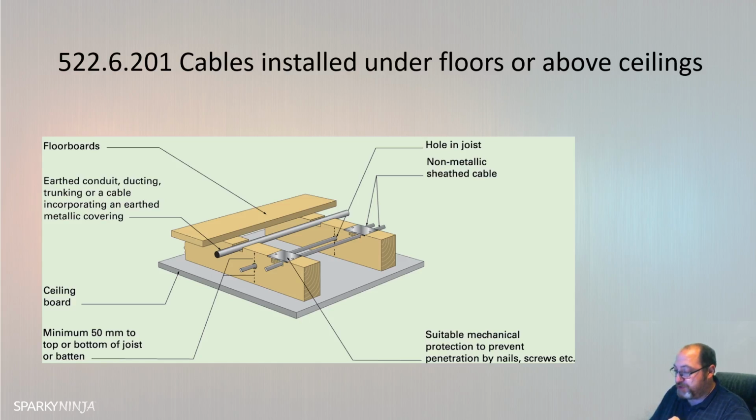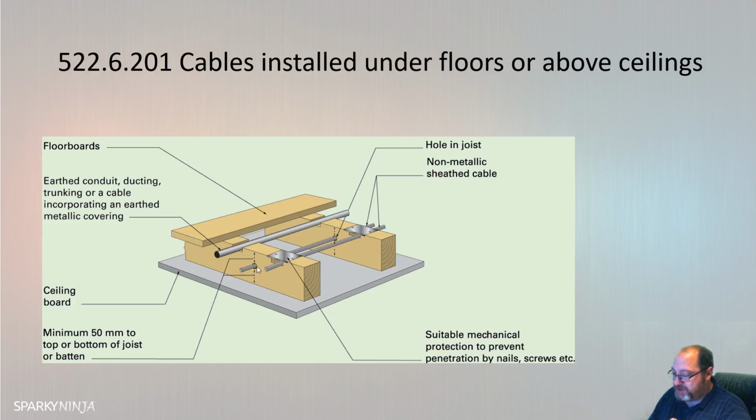A cable passing through a joist within a floor or ceiling construction, or through a ceiling support under the floorboards, will be installed at least 50mm measured vertically from the top or the bottom, as appropriate, of the joist or the batten. So you're going to go through the joist, you're going to go 50mm down or 50mm up. So if a nail is driven down or screwed up, then you're not going to hit the cable.